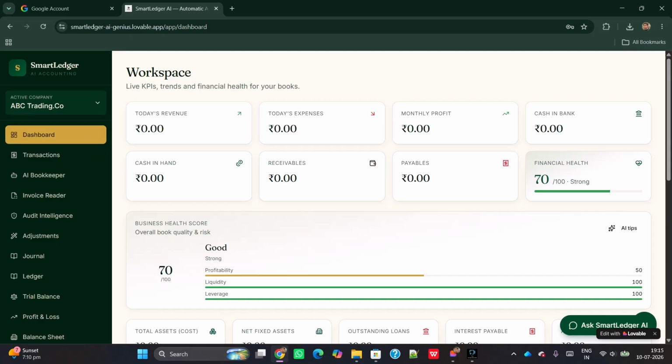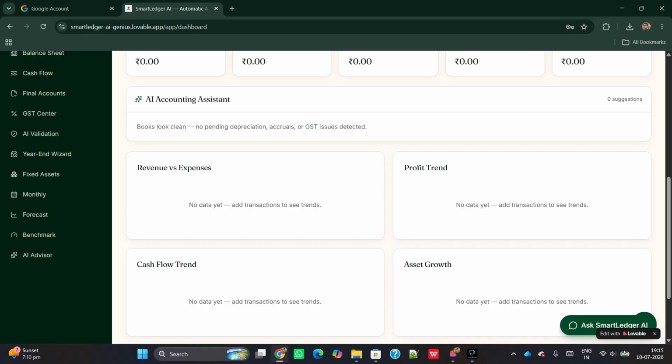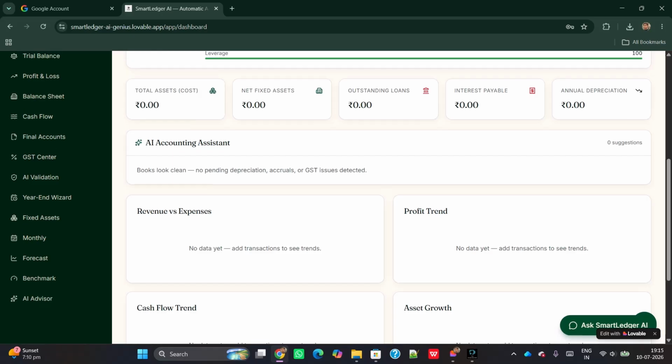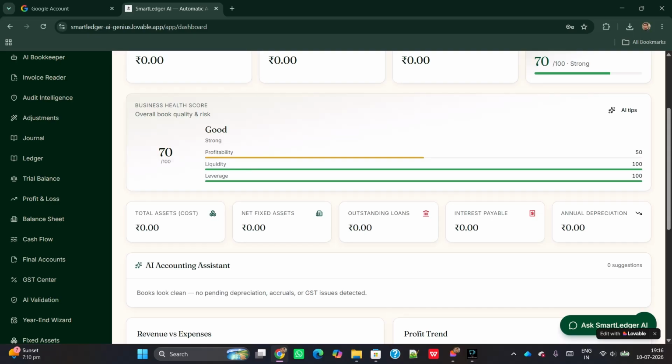This is basically a dashboard where we can see all the transaction effects, that is today's revenue, today's expense, monthly profit, cash in bank, cash in hand, receivables, payables, financial health, as well as how much of assets the company owns, net fixed assets, outstanding loans, interest payable, annual depreciation, as well as graph trends of revenue and expense, profit trends, cash flow trends, asset growth, etc. Once we add the transactions of the business in this ledger software, we can get to know about all these features which have been highlighted here.